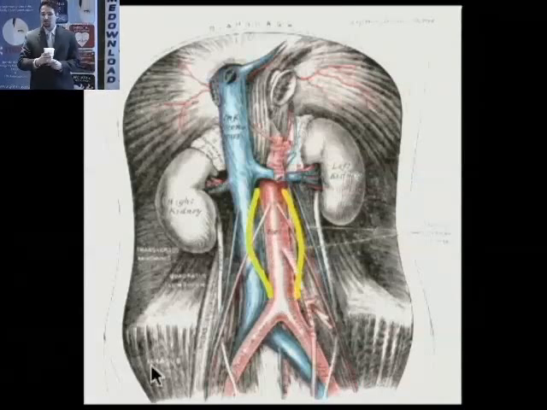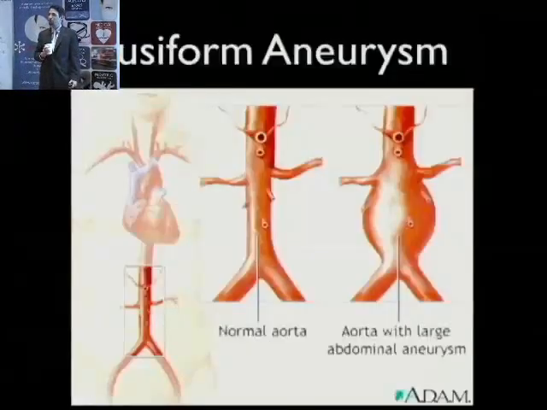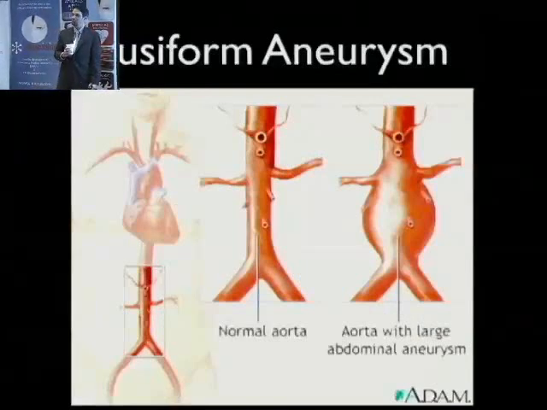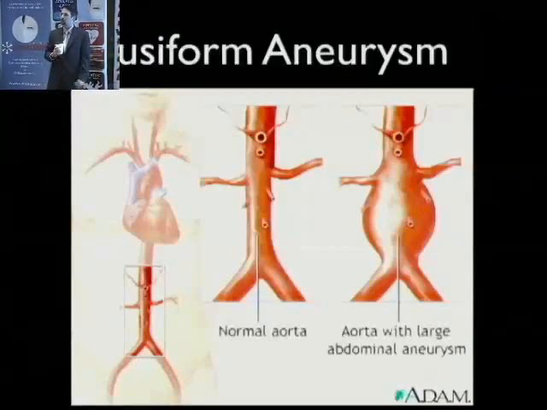What's illustrated in yellow here is the typical location of an aortic aneurysm. It tends to be below the level of the renal arteries. This is a fusiform aneurysm, which is the most common type of aneurysm. So it's basically a general dilatation of the aorta.